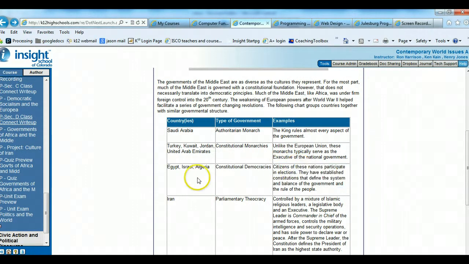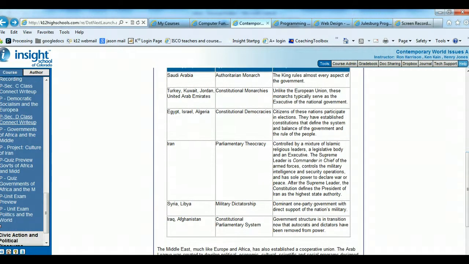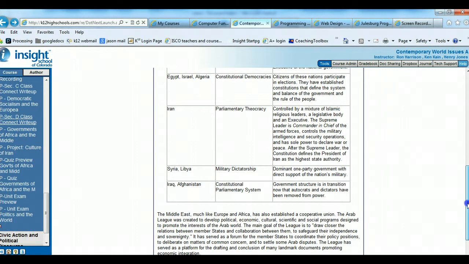However, in the case of Egypt, the people chose the president, and he was not a good president. So you have lots of these different things happen. Parliamentary theocracy, this means theocracy means it's run by religious people. So you can read right here that it's run by religious leaders. So obviously that country is very religious and sets standards by the religion that it follows.